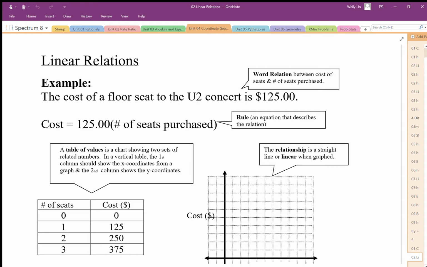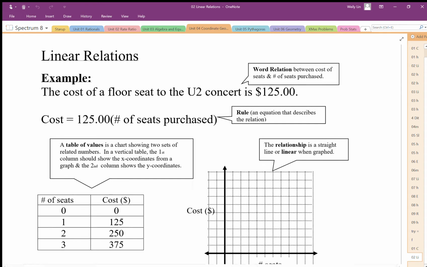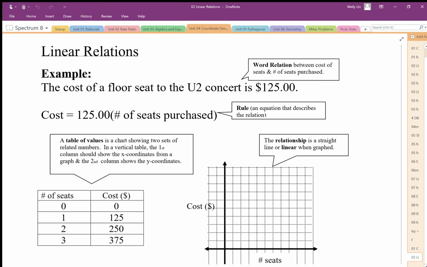Again, first of all, we want to make sure that we understand that there are different ways that we can show relationships. We can show how two quantities are related in a table. Okay? Here we have seats and costs are related. We can show a relationship in a graph. We can show a relationship in an equation or a rule. And we can show a relationship in words.